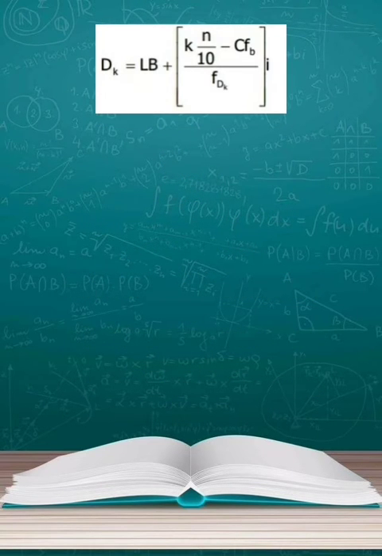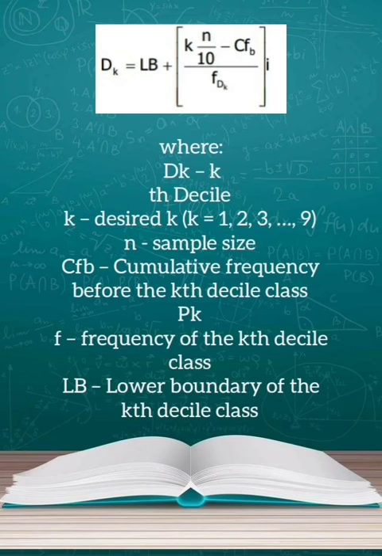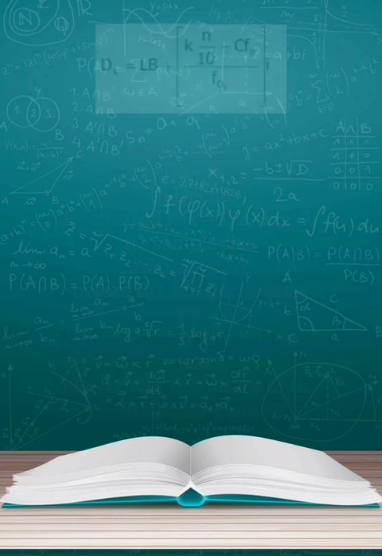Decile is where dk is kth decile, k is desired k equals 1, 2, 3, and up to 9, n is the sample size, CFB is the cumulative frequency before the kth decile class, FPK is the frequency of the kth decile class, and LB is the lower boundary of the kth decile class.